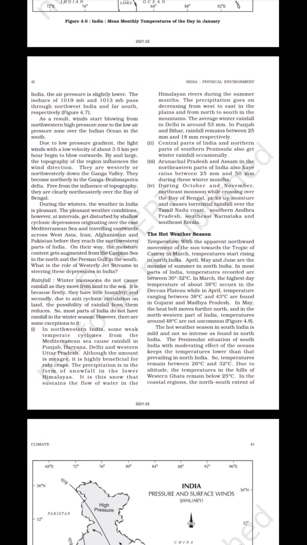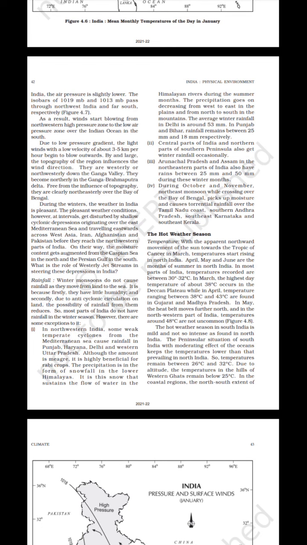The pleasant weather conditions, however, at intervals get disturbed by shallow cyclonic depressions originating over the East Mediterranean Sea and traveling eastwards across West Asia, Iran, Afghanistan, and Pakistan before they reach the northwestern parts of India. On their way, the moisture content gets augmented from the Caspian Sea in the north and the Persian Gulf in the south. What is the role of westerly jet streams in steering these depressions in India?